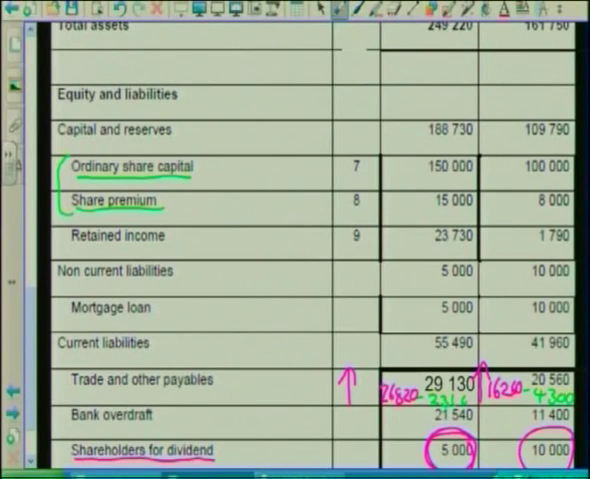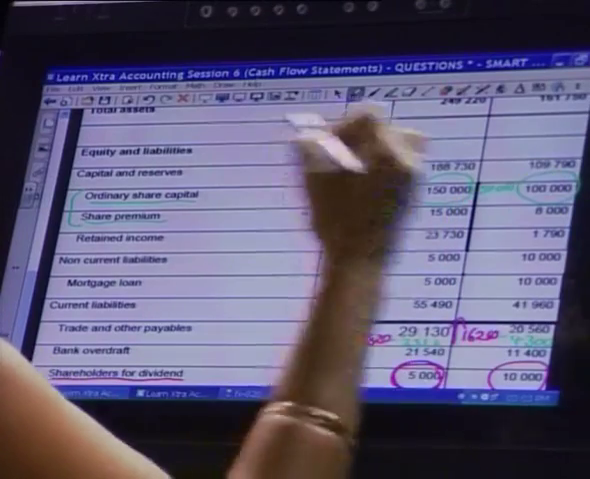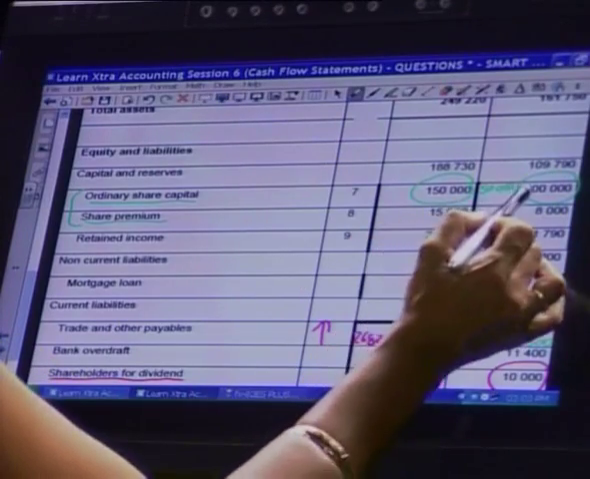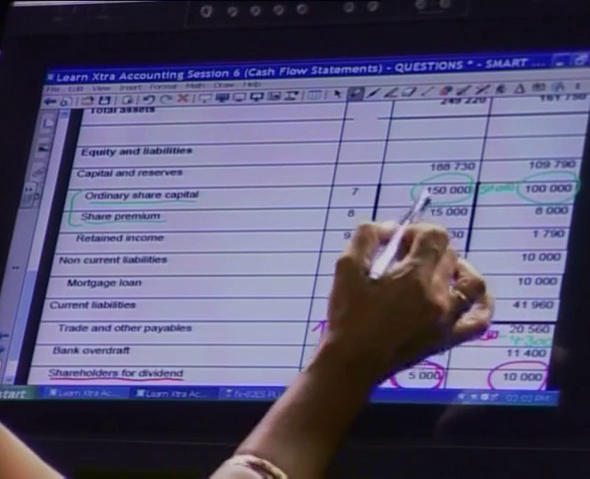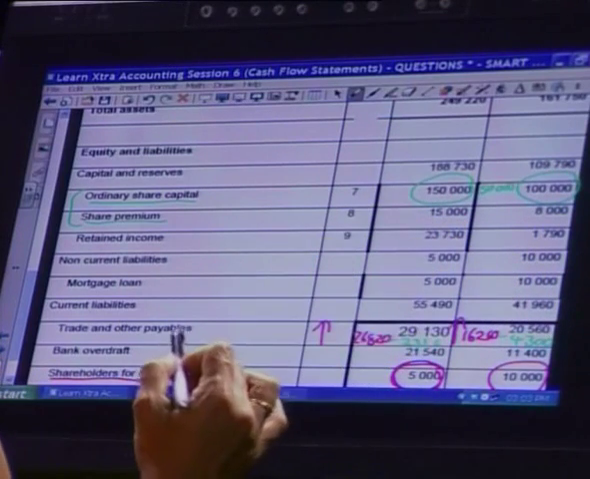Let's start with ordinary share capital. Beginning of the year, this was our ordinary share capital, 100,000. End of the year, our ordinary share capital has increased to 150,000. So obviously, guys, the company has issued shares during the course of the year, and for ordinary share capital, they've received an amount of 50,000. 150,000 minus the 100,000 gives me that inflow of cash, 50,000.